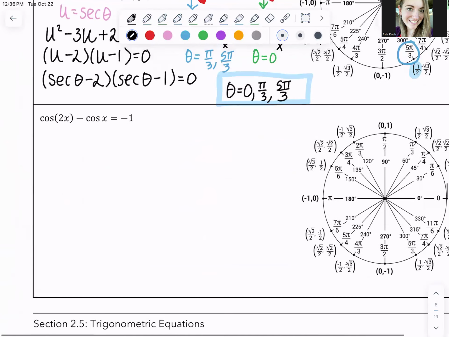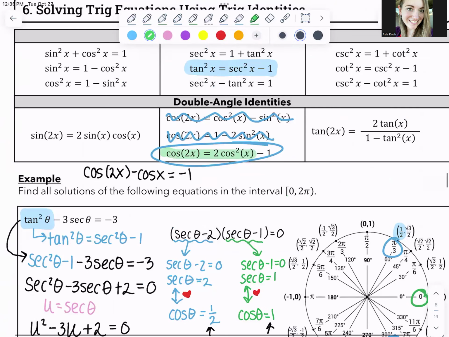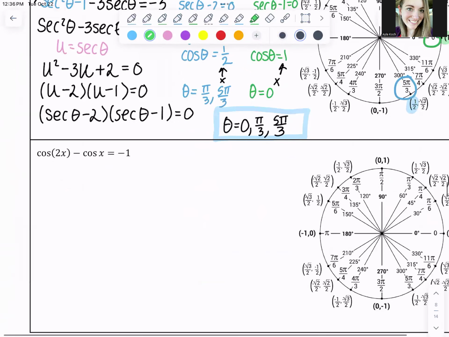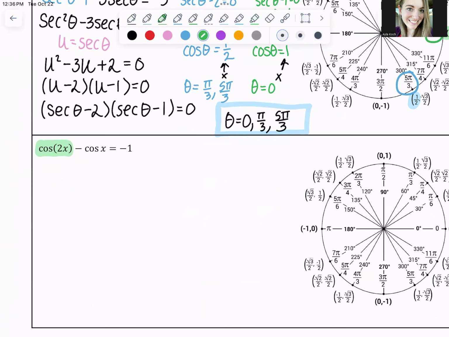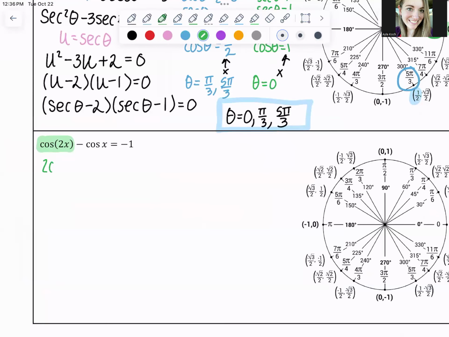So coming down here, let me highlight that in green. We are going to replace cosine of 2x with 2 cosine squared x minus 1. That is the double angle formula. Then minus cosine x equals -1. I am going to rewrite this: 2 cosine squared x minus cosine x. If I add 1 to both sides, the 1s will cancel. So this whole thing is equal to 0.